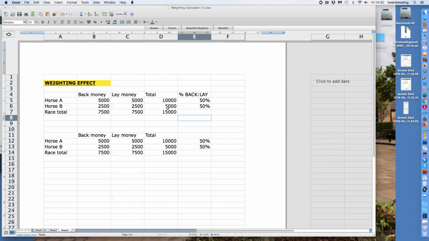Now, why does that matter? Why does it matter that we know that it's under or overweighted? Well, let's just do a quick example. If a bet came in for horse A and £1,000 extra went on, then that would mean that 5% more money has just gone on to horse A.